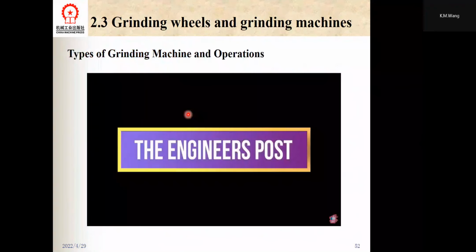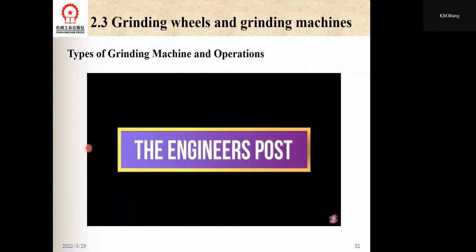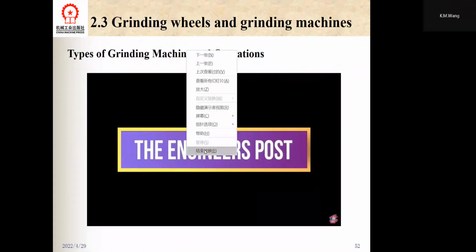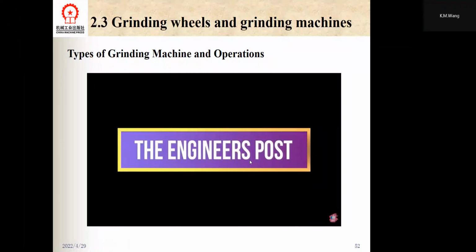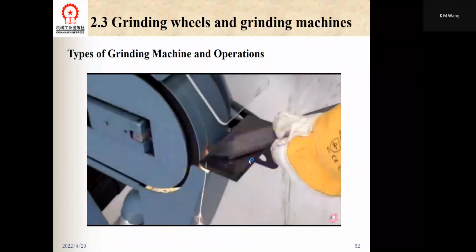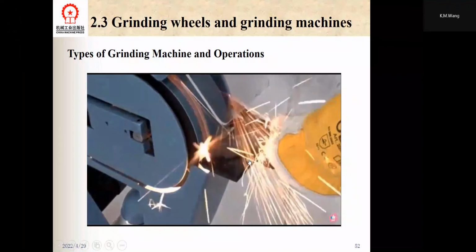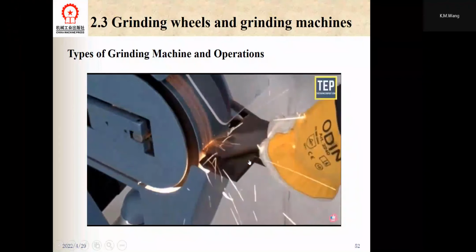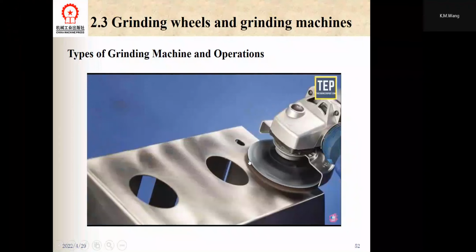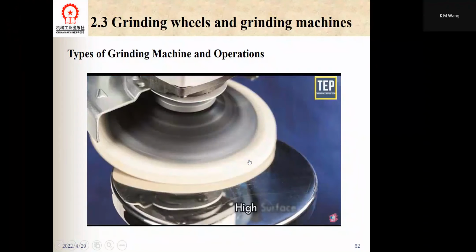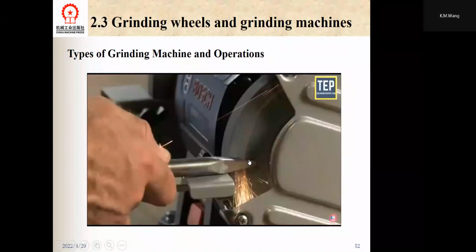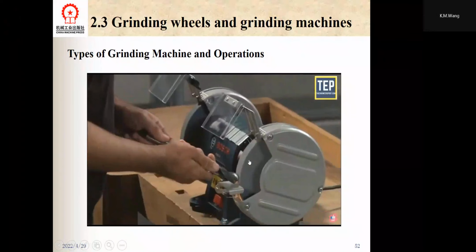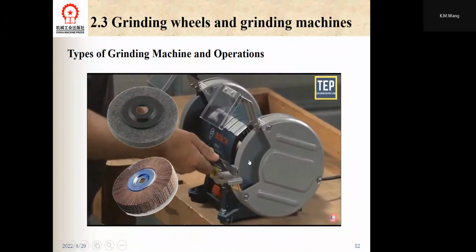And then is a video introducing the types of grinding machines and the operation. A grinder is commonly used to precisely shape and finish the given materials with low surface roughness and high surface quality. Grinding machine is a type of machine used to grind the workpiece. It basically uses emery or an abrasive wheel as the cutting tool.